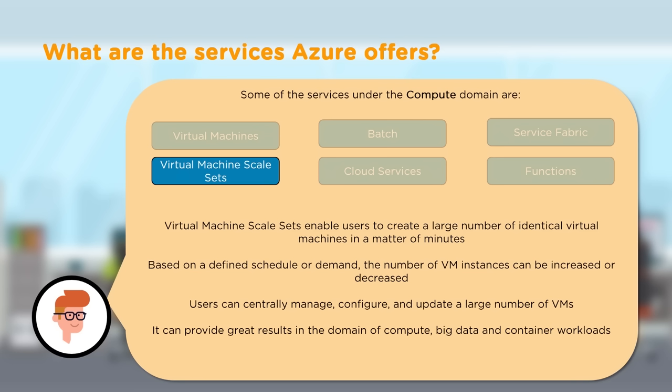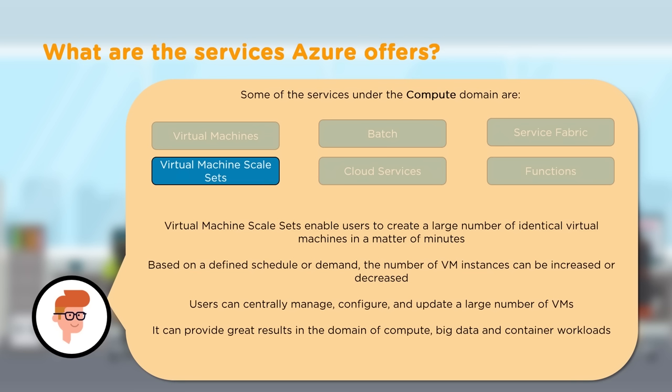The scale set also allows us to provide high availability to our applications, and it helps us to centrally manage, configure, and update a large number of VMs as if they are just one thing. Now, you might ask, well, virtual machines are enough. Why would we need a virtual machine scale set? Just like I said, it helps us with greater redundancy and improved performance for our applications. And those applications can be accessed through a load balancer that distributes the requests to the application instances.